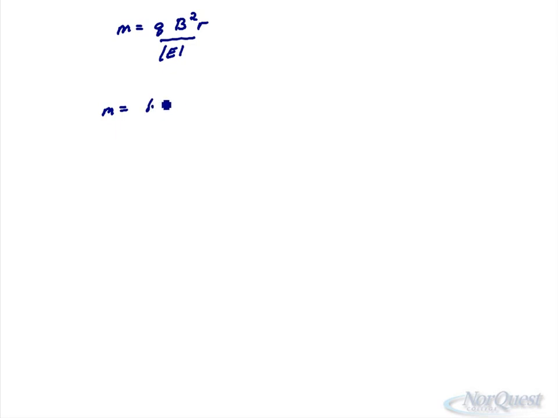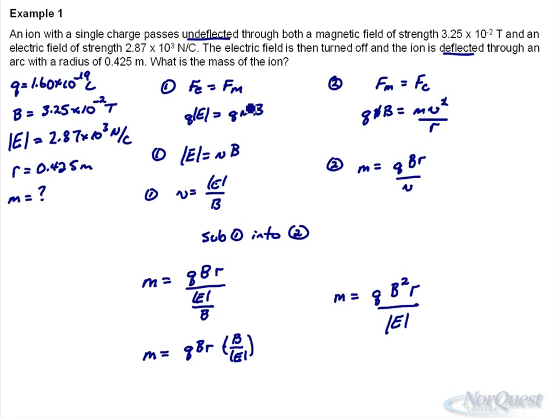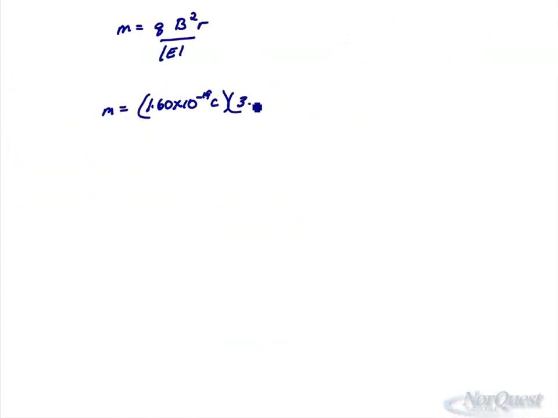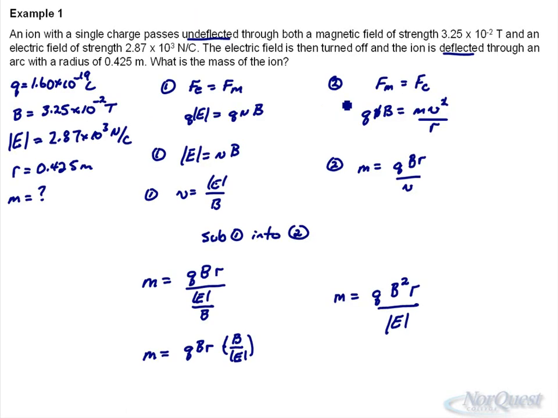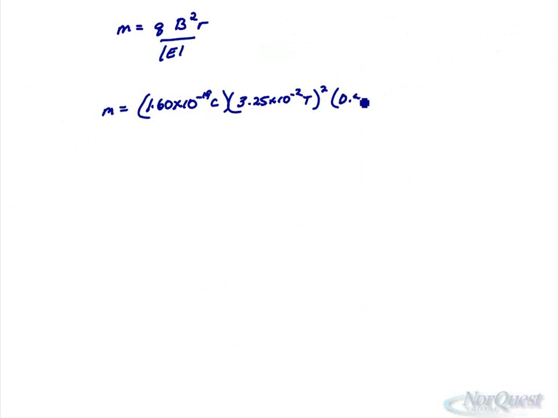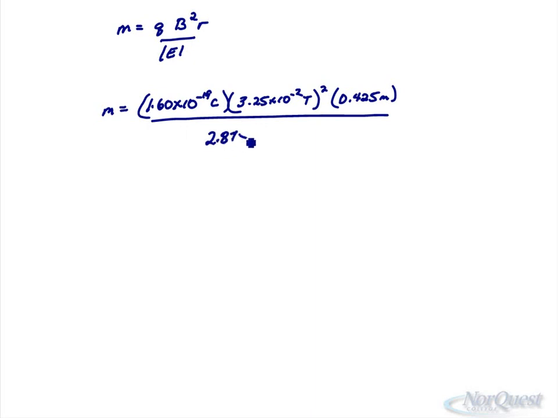It was singly charged, 1.60 times 10 to the negative 19 coulombs. The magnetic field strength is 3.25 times 10 to the negative 2 Tesla squared. The radius, 0.425 meters. Divide by the electric field, 2.87 times 10 to the 3 newtons per coulomb.